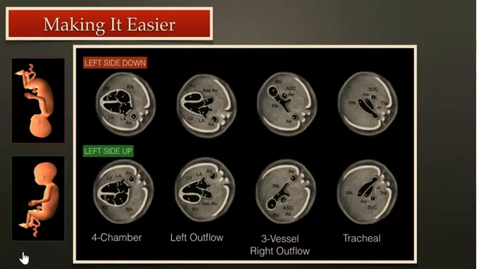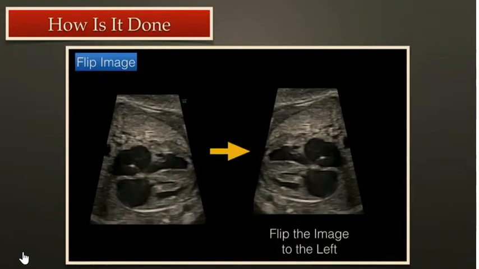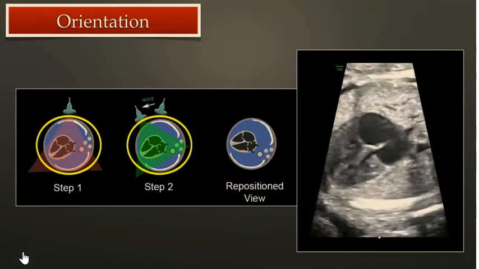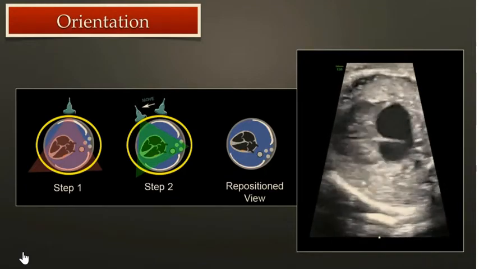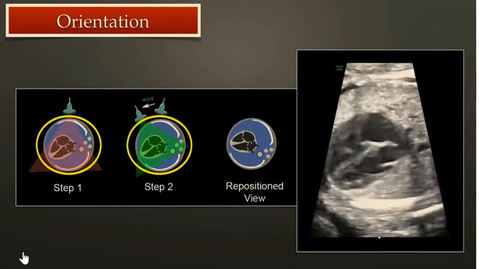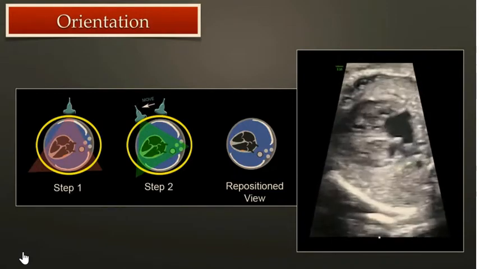Either the left side is up or the left side is down. To assist me, I can flip the image using the software keys on the machine or simply rotate the transducer 180 degrees. So how do I accomplish this? If the heart is oblique, I move the transducer over the maternal abdominal wall to reorient the beam so that it is perpendicular to the interventricular septum. This illustrates how this is accomplished. Notice how the four-chamber view is reoriented on the screen after moving the transducer over the maternal abdominal wall.